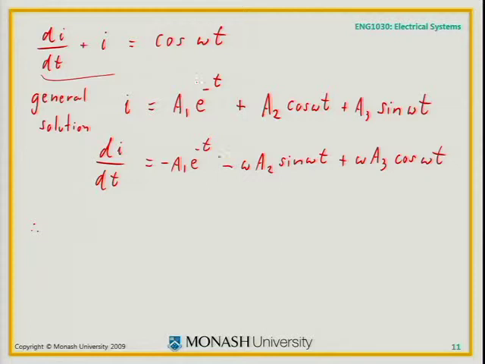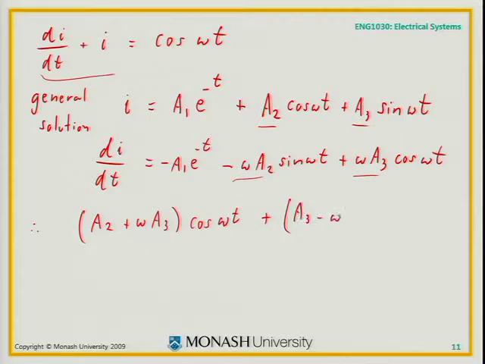So that disappears. I will get A2 cos, so there's an A2 cos and then an omega A3. So A2 plus omega A3 cos omega t, plus there's an A3 sine minus omega A2, so an A3 minus omega A2 sine omega t, and that has to equal cos omega t, because that was the right hand side up there.